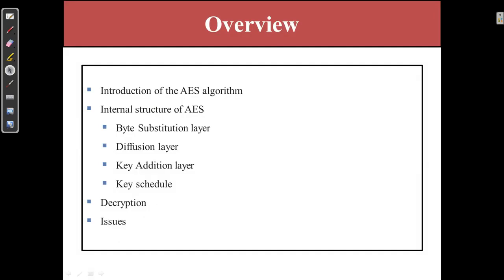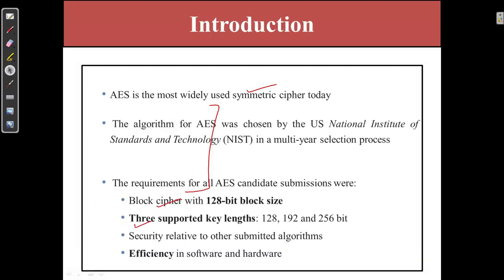In this class, we will first have an introduction about AES, what is AES, then we will understand the structure of AES, which follows four basic operations: byte substitution layer, diffusion layer, key addition layer, key schedule, then decryption, and what are the issues of the Advanced Encryption Standard. So first let's understand a bit of introduction about AES.